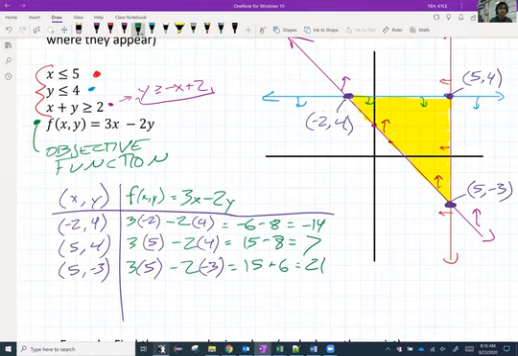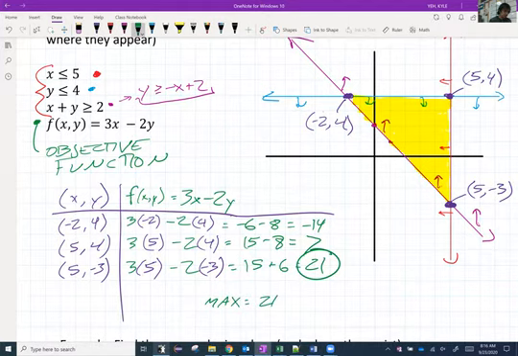So I said that the table was the last step. It basically is all that's left for us to evaluate and find our answer. What was the maximum objective function? It looks like it's 21. So the max equals 21.